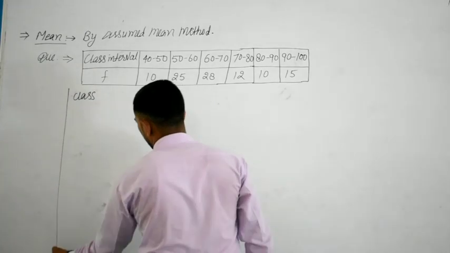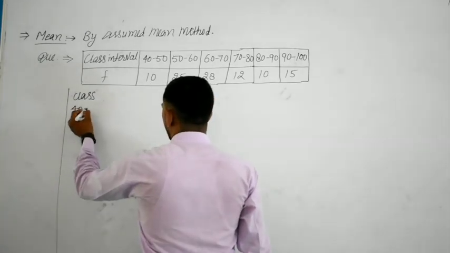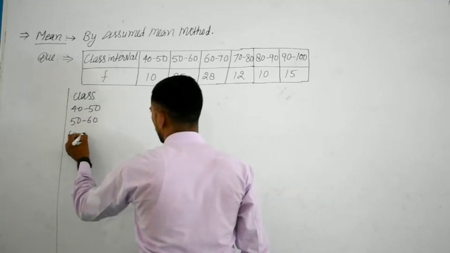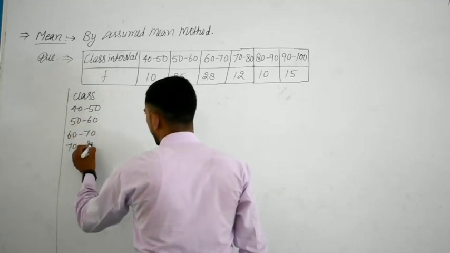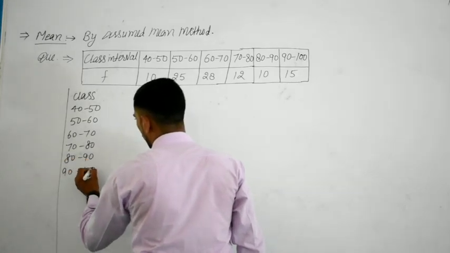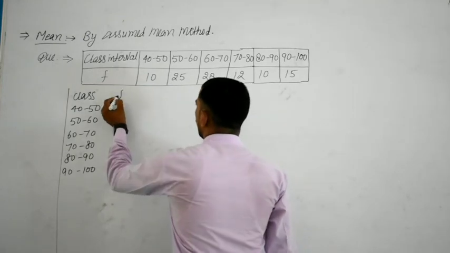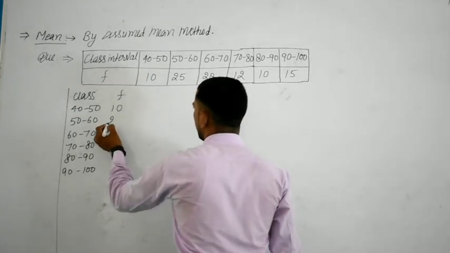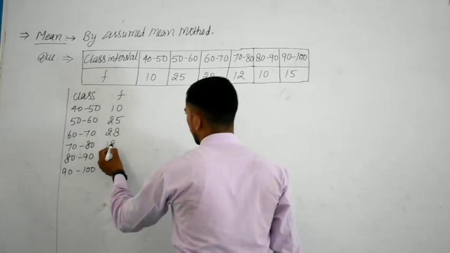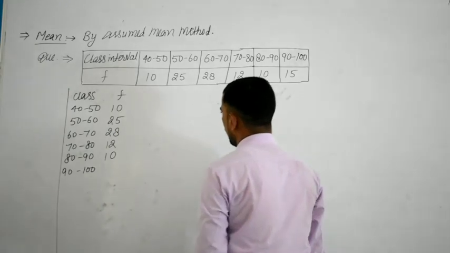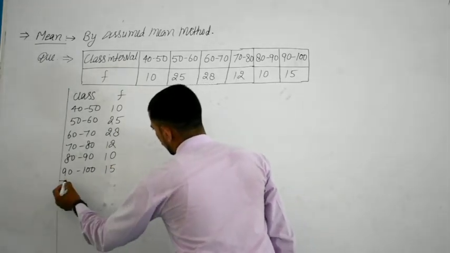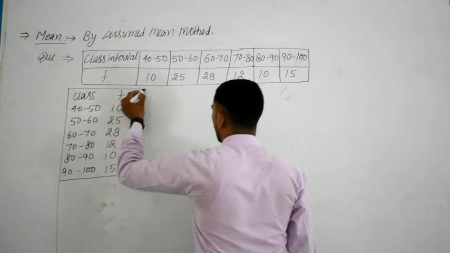Class: 40 to 50, 50 to 60, 60 to 70, 70 to 80, 80 to 90 and 90 to 100. Next, frequency f is 10, 25, 28, 12, 10 and 15. Class interval and frequency are given.